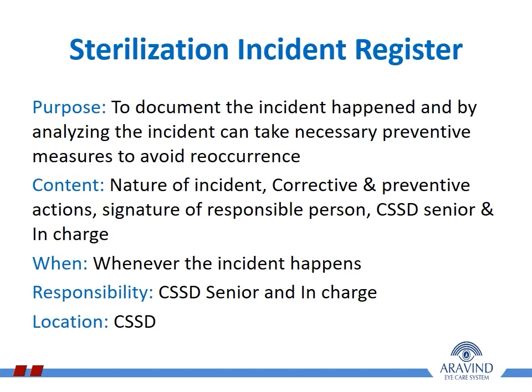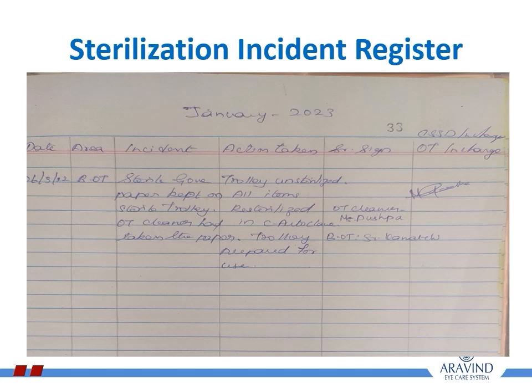Sterilization incident register. The purpose of this register is to document the incident that happened, and by analyzing the incident, necessary preventive measures can be taken to avoid any recurrence. It contains the nature of incident, corrective and preventive actions, and signatures of the responsible person, CSSD senior and the in charge person. The entry is made whenever an incident happens, and the CSSD senior and in charge person are responsible for maintaining the register. This picture shows an entry made in the sterilization incident register.